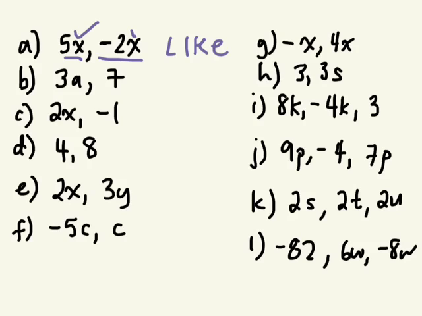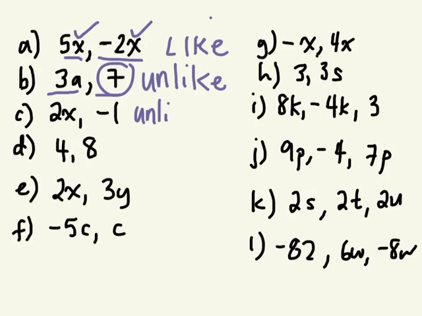They both have the variable x. They have the same variable. Good. B. 3a and 7. Who thinks they're like? Who thinks they're unlike? Good. Why, Giancarlo? Well, does this one have a variable? No. So you couldn't add these together. Good. Why is C unlike? Celeste, why is C unlike? This term has a variable. This term does not. We can't add these together.